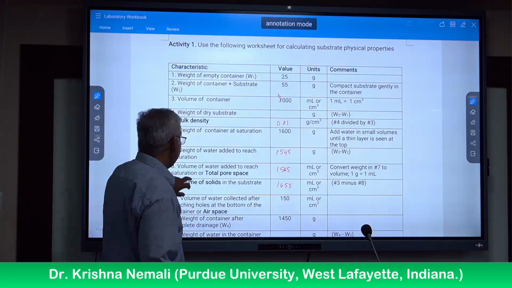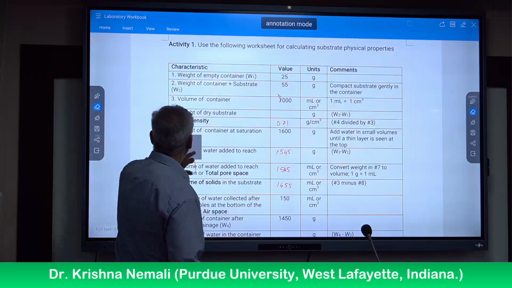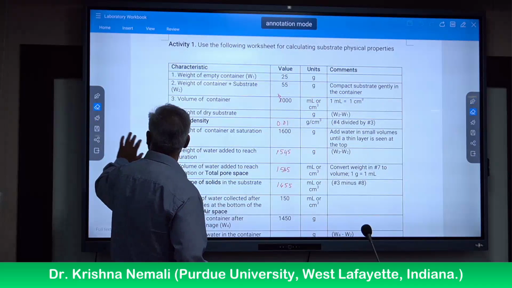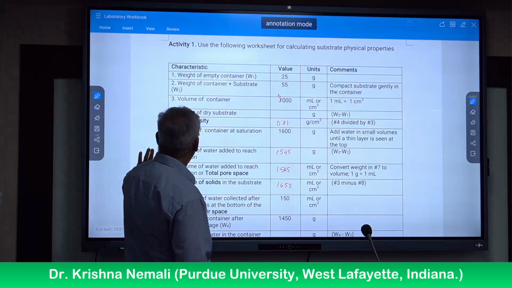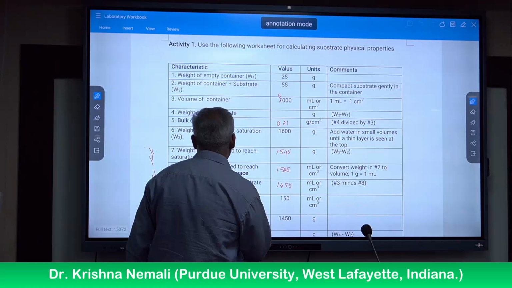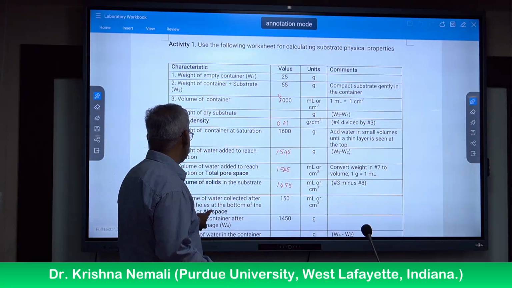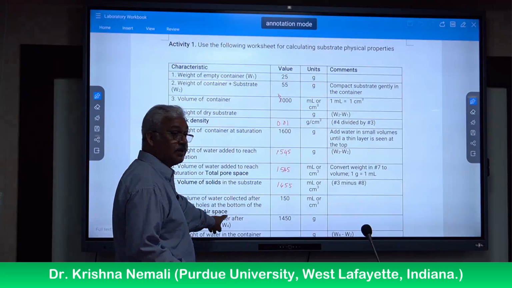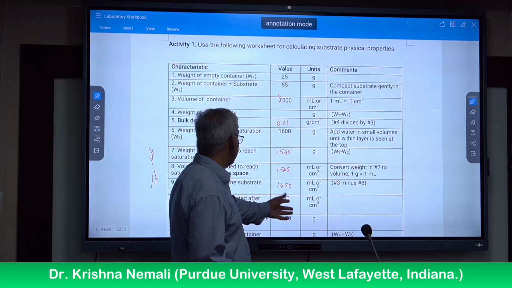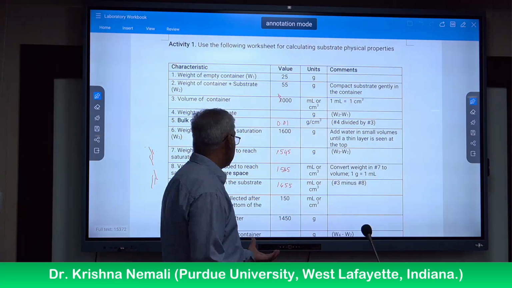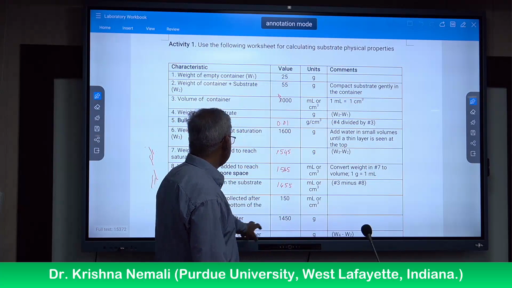All right. Then, I'm probably stuck here. Any case, so then what we want to do is volume of water collected after punching holes at the bottom of the container, or airspace, right? That's what it is. So this is the amount of water we collected after punching holes. And then weight of container after completing drainage.